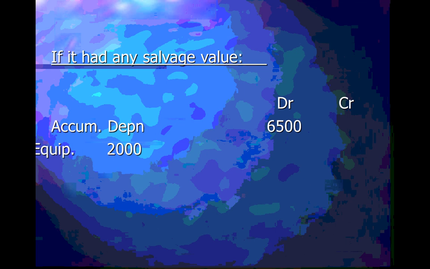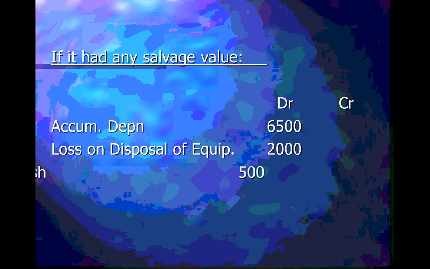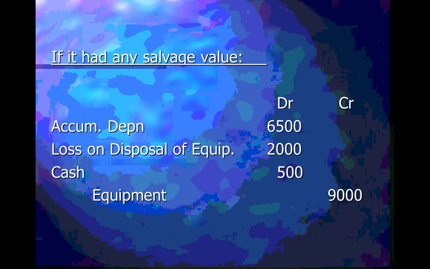But it gets more complicated if we have some assets to gain. If it had any salvage value, what happens? Let's suppose that we actually got 500 bucks for it. This is what the journal entry would look like. So follow your 4 steps. We already calculated the accumulated depreciation and added 500 for this year. So I got this piece and this piece.